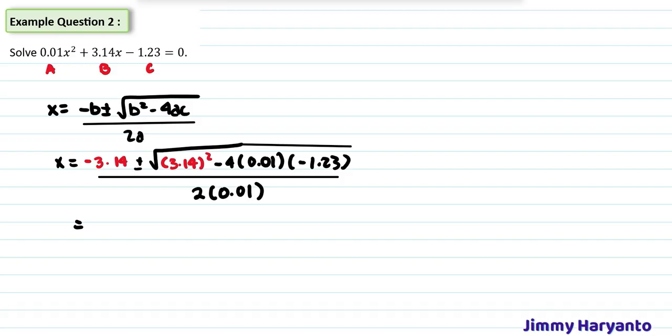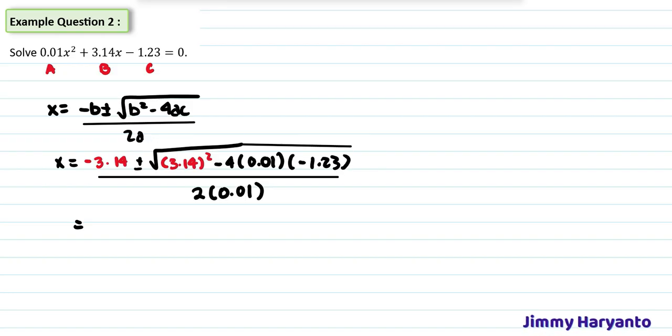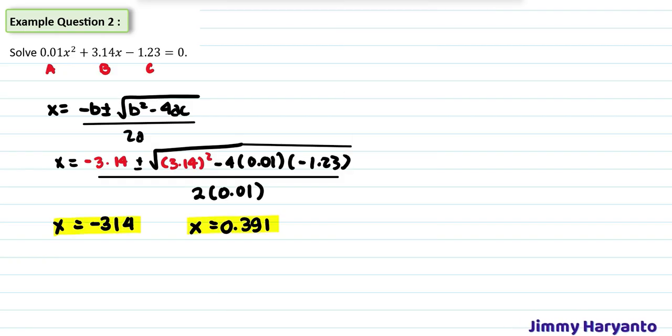Actually, you can use your calculator to calculate this directly. You don't have to calculate this one first and then separate them into two parts. Just calculate it directly. Okay, the first answer is negative 314.4, because we have to write down the answer in 3SF. That means this is the answer, and the second x will be 0.391. There you go. So this is the solution of this equation.